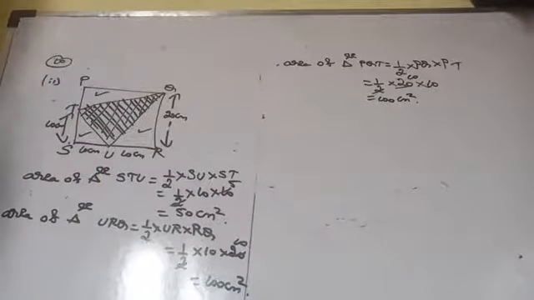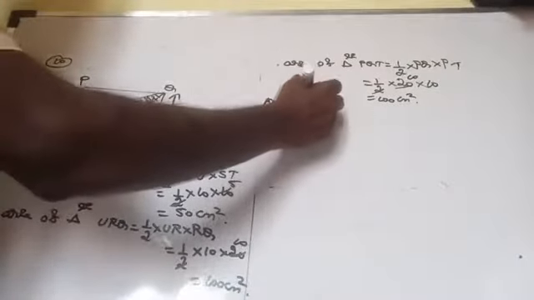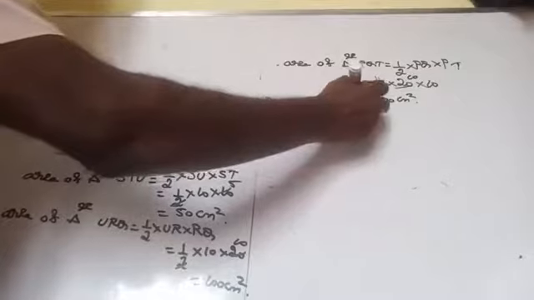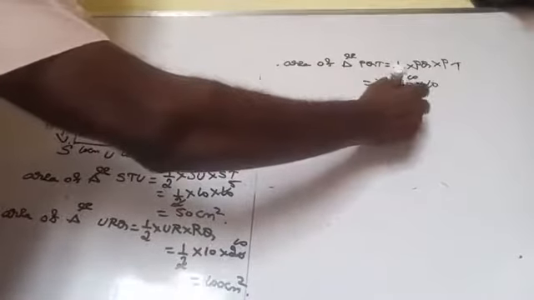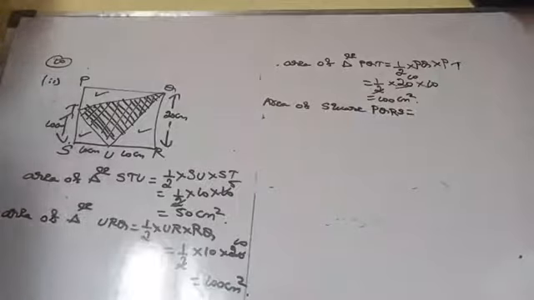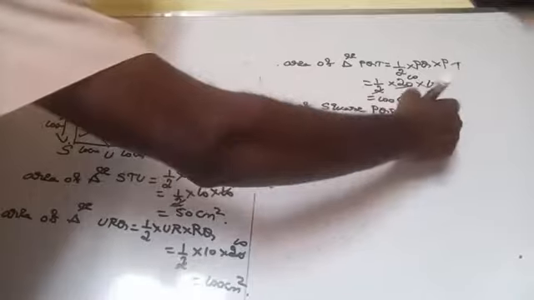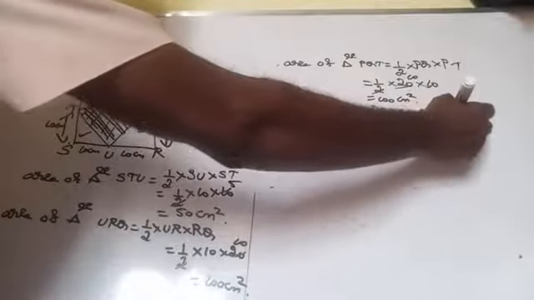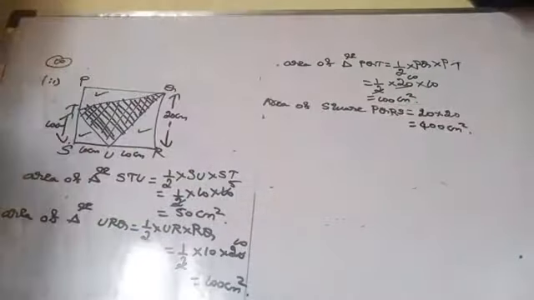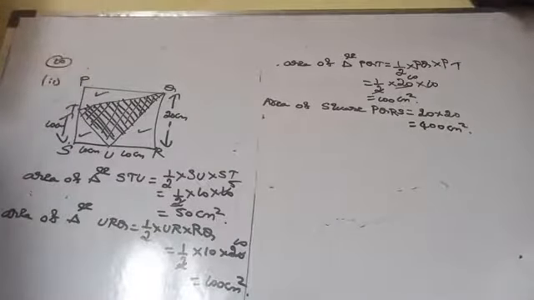Now, area of square PQRS. What is the side of the square? 20. So 20 into 20 is equal to 400 centimeter square.